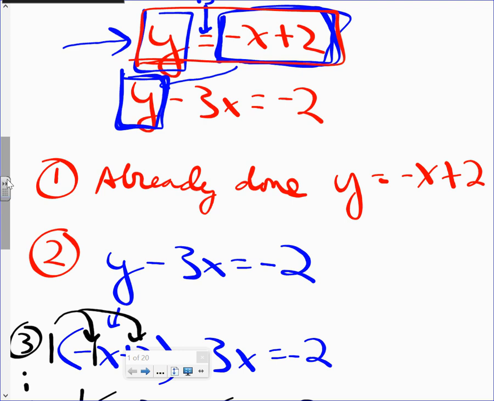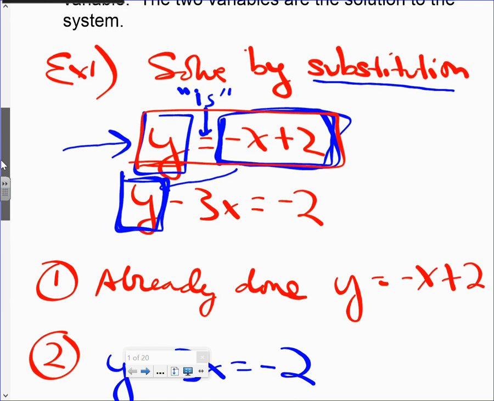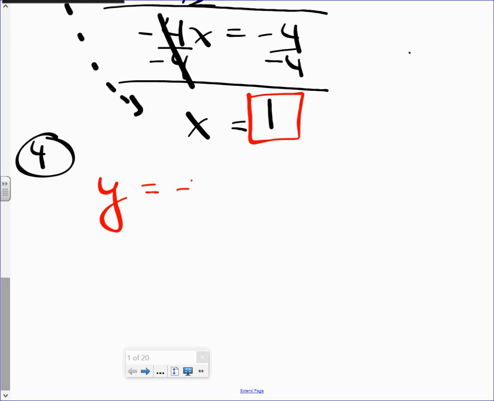So wherever I see x, I'm replacing it with 1. So go on your notes, put step 4. Go and write the equation from step 1. Y equals -x plus 2. This is the original equation from the system. What's in front of this x right here? A -1, huh? So watch me substitute x with 1.